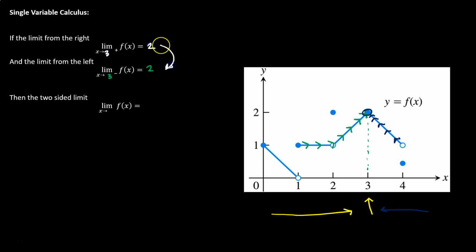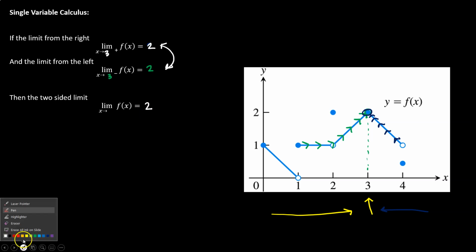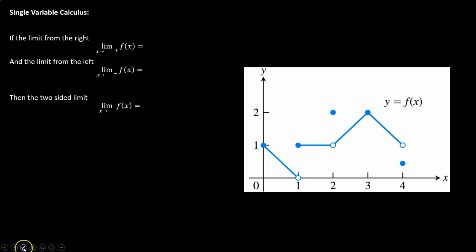Because my left and my right-sided limits agree with each other, I know the two-sided limit must also be equal to 2. However, sometimes our functions are more complicated and it doesn't end up looking like that. So let's try another scenario.